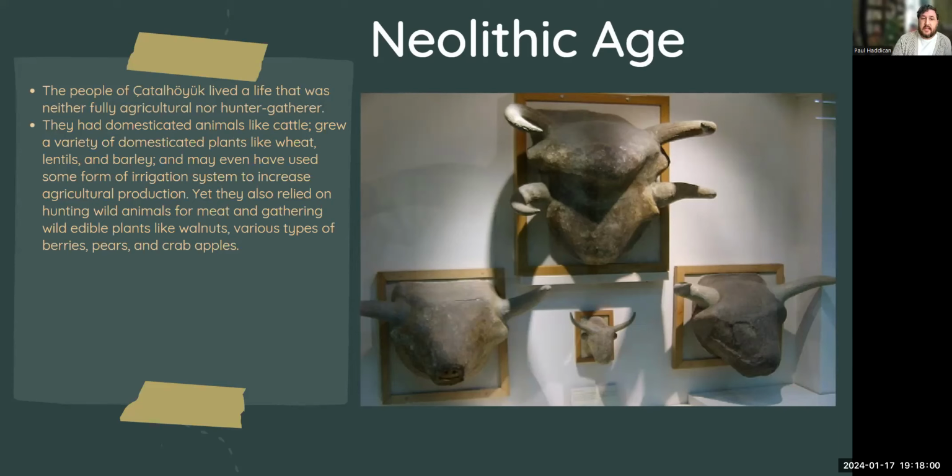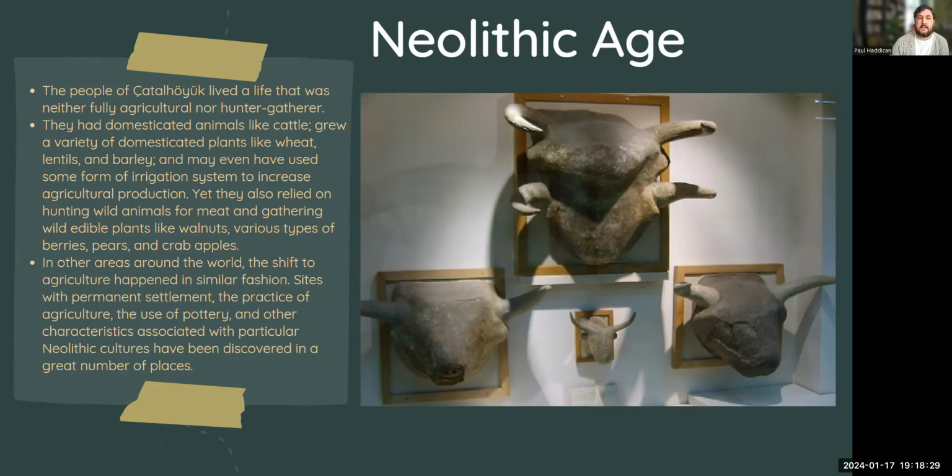They did have domesticated animals like cattle. They grew a variety of domesticated plants like wheat, lentils, and barley. And we're pretty sure they also had evidence of an irrigation system, but they also relied on hunting wild animals for meat and gathering wild edible plants: walnuts, berries, pears, crab apples, right? So they're having a varied diet because they're domesticating and growing their staples, but they're still getting other things from the hunter-gatherer part of society.